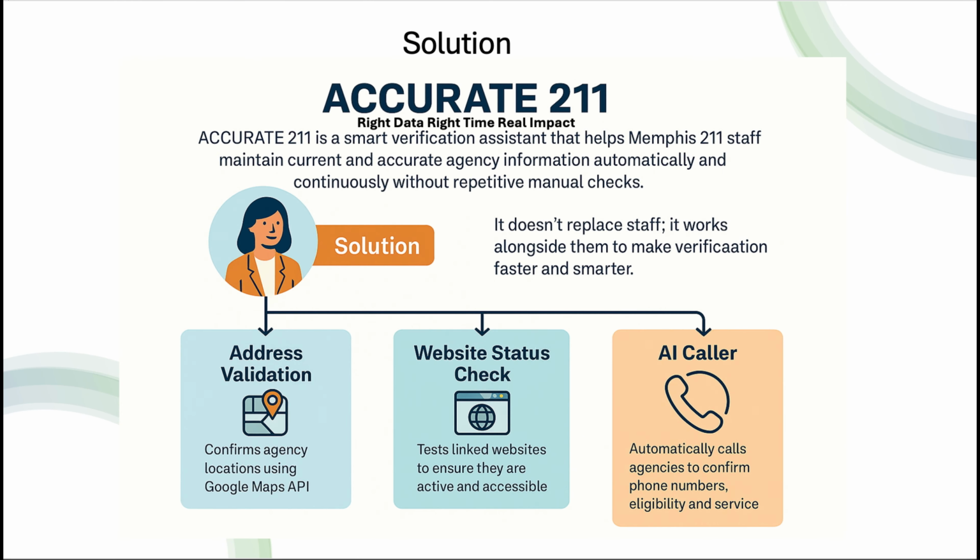Otherwise, after 5 to 6 attempts, the 211 can make it suspended. And the third one is the AI caller, which is really very important for us to verify the information. And this is done through 11 Labs. I'll let Matt take over.